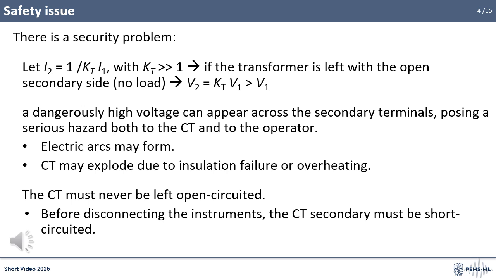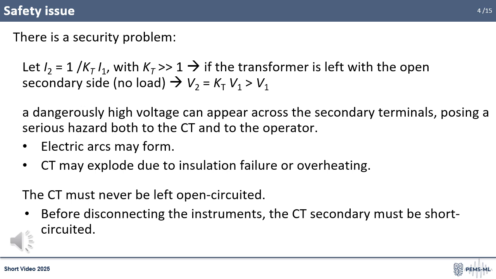Here we can see a very important safety consideration when working with current transformers. In an ideal CT, the secondary current is given by I2 equals 1 over KT times I1, where KT is much greater than 1. This means that if the secondary circuit is accidentally left open, the transformer will try to maintain the magnetic balance by generating a very high secondary voltage, much higher than the primary voltage.